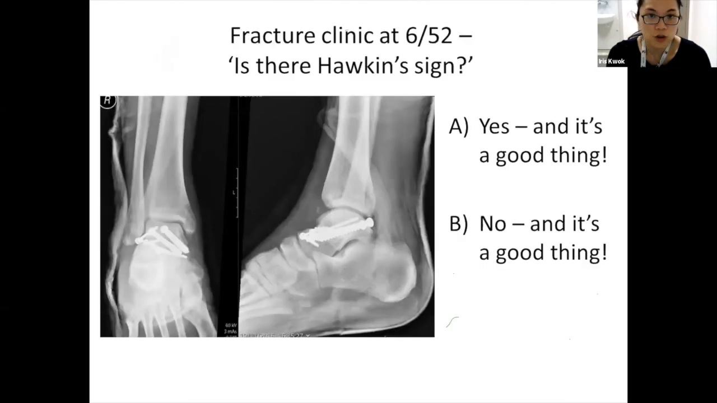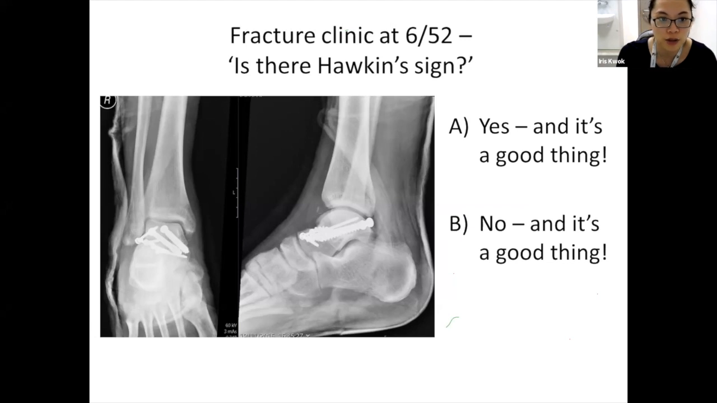So let's fast forward. This is now 6 weeks down the line, and you're in fracture clinic, and he comes back to you, and you assess him, and you do some check X-rays, and the consultant asks you, has he got a Hawkins sign? So you're thinking, oh gosh, what is a Hawkins sign? I thought a Hawkins classification is probably enough. So my question to you is, is Hawkins sign a good thing or is it a bad thing? Do you want to see a Hawkins sign in a patient?